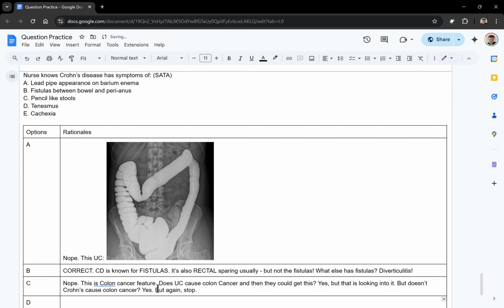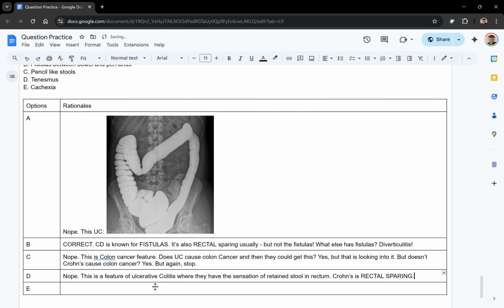Okay, so D, tenesmus. Yeah, nope. This is a feature of ulcerative colitis, right? There's a feature of ulcerative colitis where they have sensation of retained stool in rectum, right? Crohn's is rectal sparing. Thus, it would not have tenesmus.